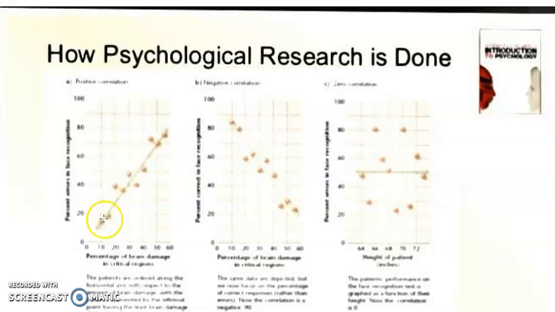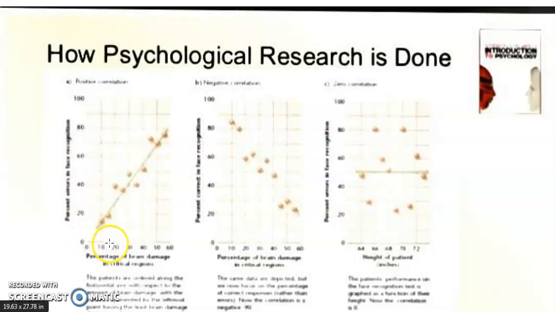So here is a graph that tells us the relationship between two variables. For example, let's suppose this is the level of depression, and this is the level of poverty.